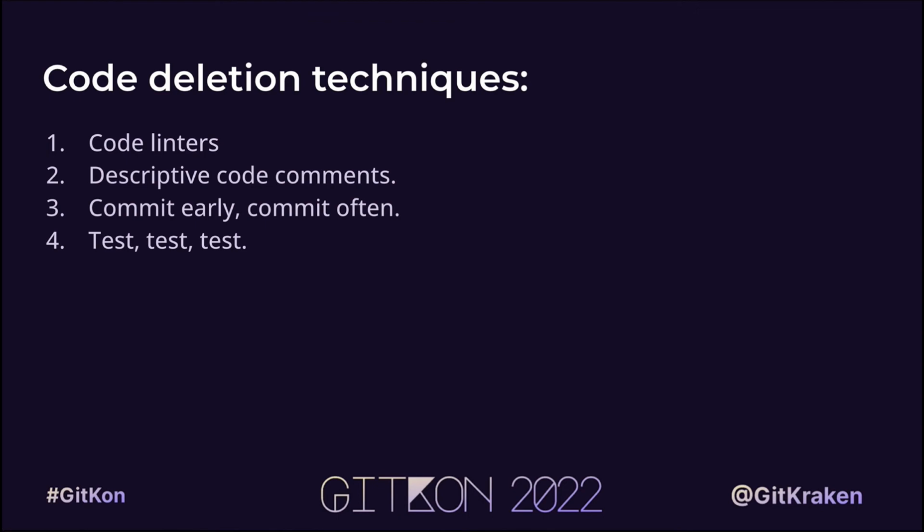Be that manual testing, smoke testing, or automated regression testing. Make sure you're putting tests in place or you're performing tests as you're deleting code to make sure you're still getting the expected output. All these things will help you feel confident in deleting obsolete code.